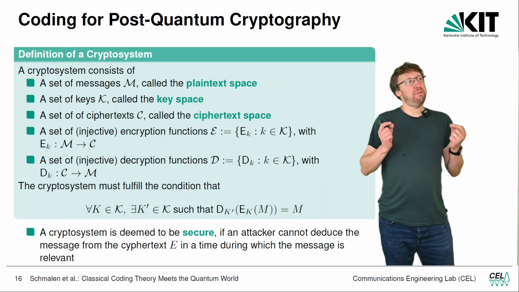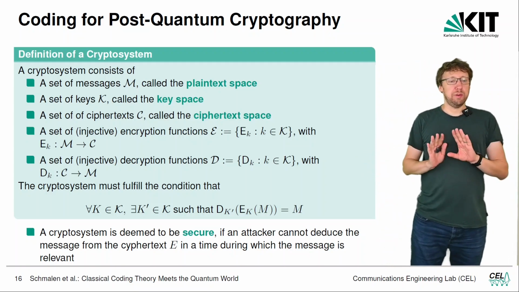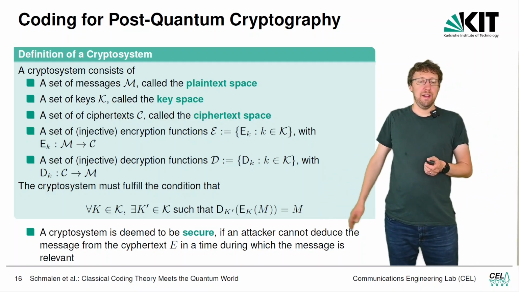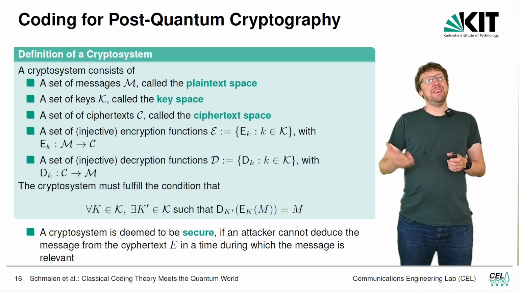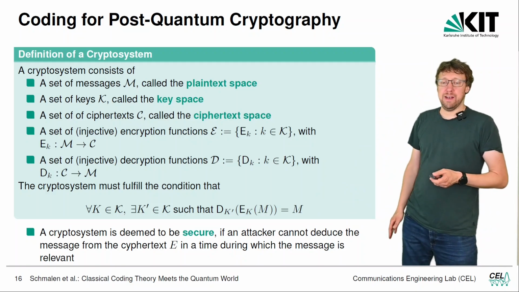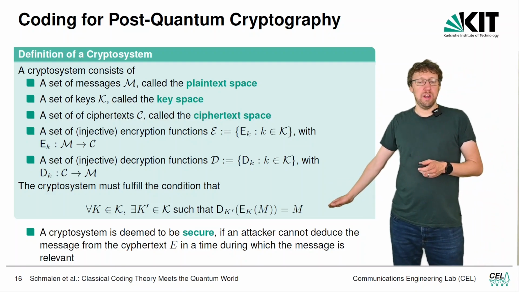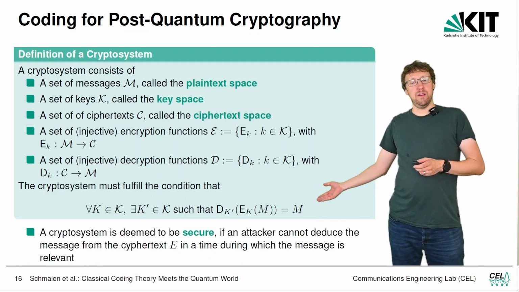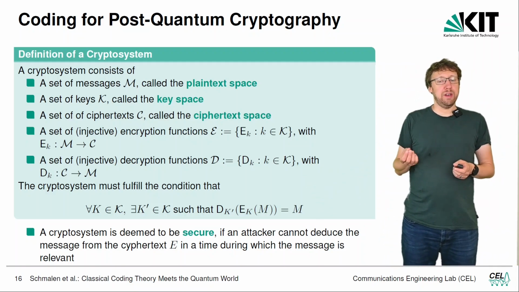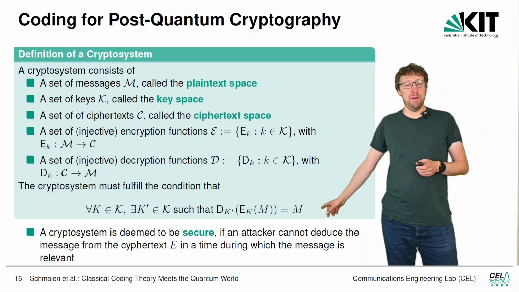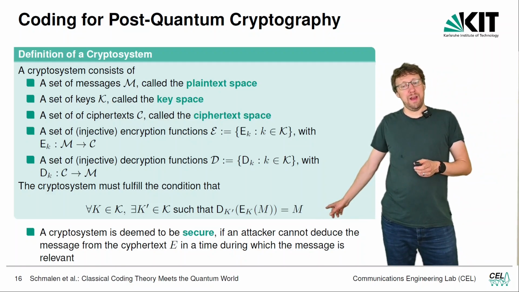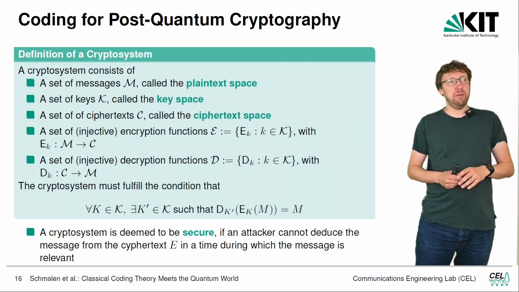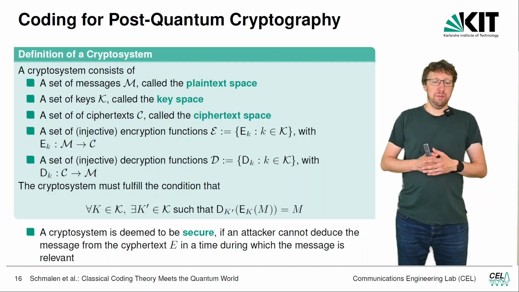Now we want perfect reconstruction. We don't have noise, we want perfect reconstruction, and we get it if for any key K that we have, there exists another key K prime, such that if we encode the message with key K and we decrypt it with key K prime, we recover the original message. So D of K prime of E of K of M is equal to M. K and K prime don't need to be the same. They can be the same, but they don't need to be.